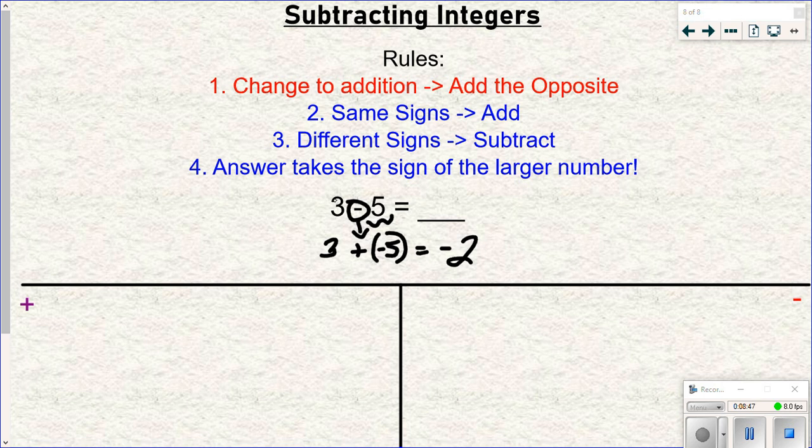Now, one thing I have to warn you of, a lot of times when I teach this, students will get an addition problem, and they'll change it into a subtraction problem. Don't do that. You're just making your life harder. We like addition because we have these nice addition rules. Subtraction, we want to change it into addition so that we can use the addition rules.